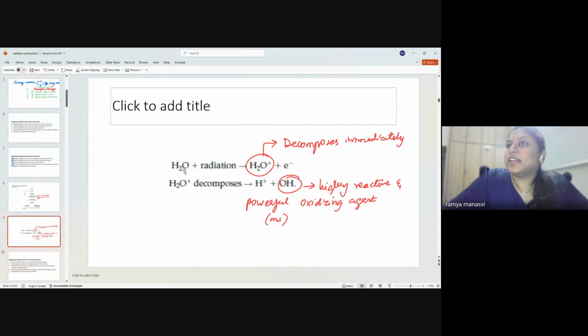So what are free radicals? What will happen to them after interacting with water? Most of our body is water molecules, so that is why we are talking about water here. When radiation interacts with the H2O molecule, there will be H2O+, which will decompose immediately. It decomposes and forms H+ and OH. This is the free radical. It is highly reactive and a very powerful oxidizing agent. Within milliseconds it is formed, and it will interact with the cell structures to cause damage.